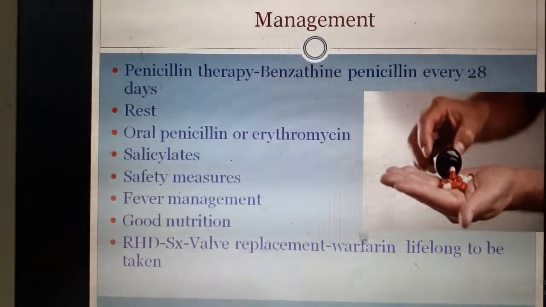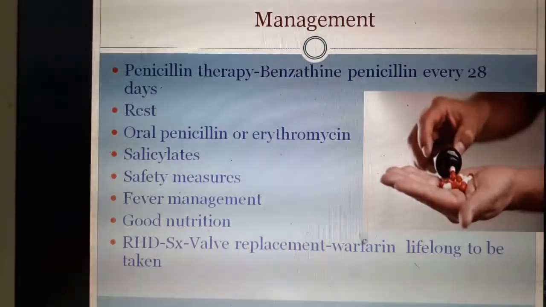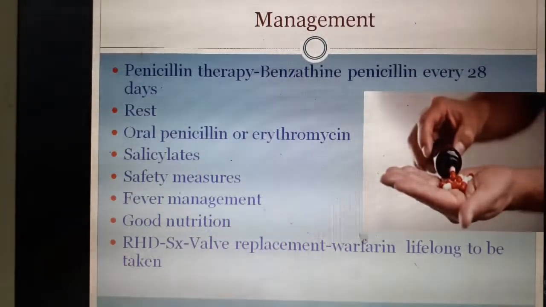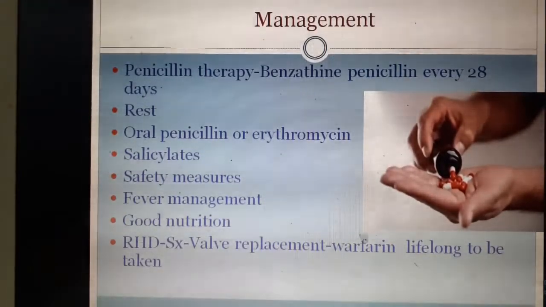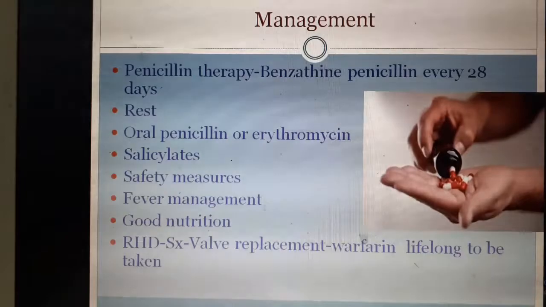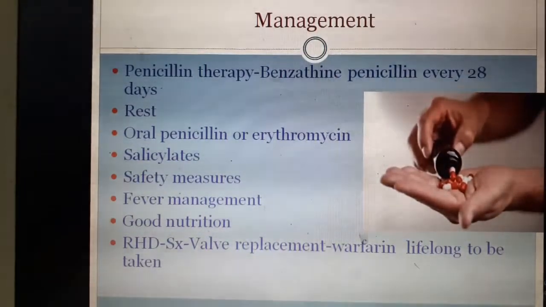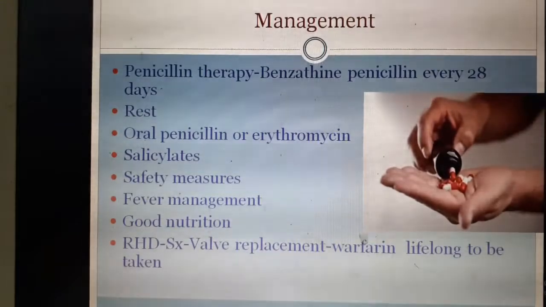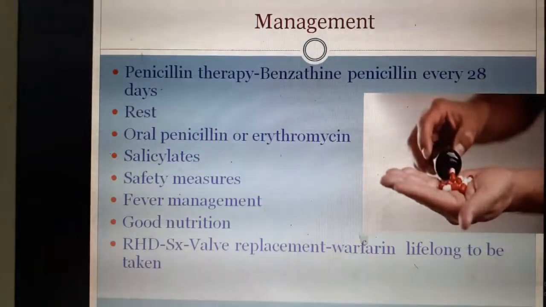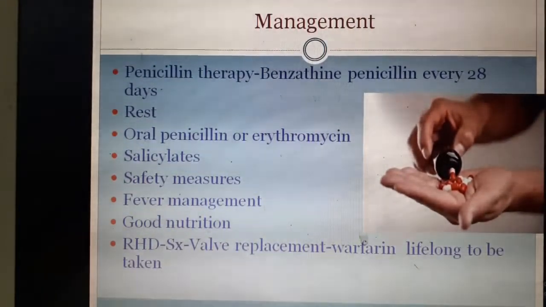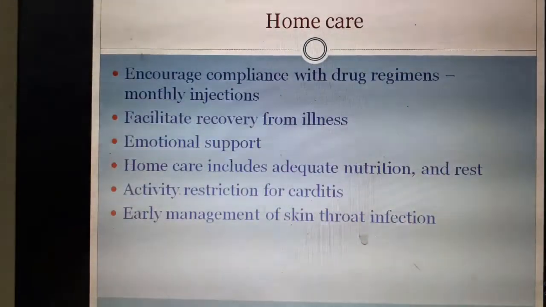or erythromycin. Salicylates like aspirin can be given to reduce inflammation over the joints. Safety measures like fall prevention are needed. For fever management, you can give antipyretics. You have to teach them about good nutrition and regular follow-up. If the valves are damaged in rheumatic heart disease, you can do valve replacement, after which they have to be on lifelong warfarin. The next one is home care.